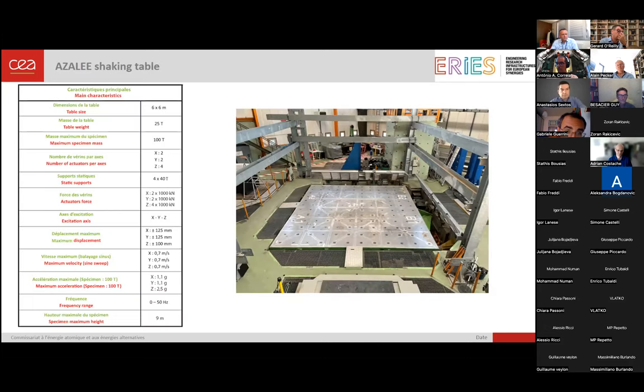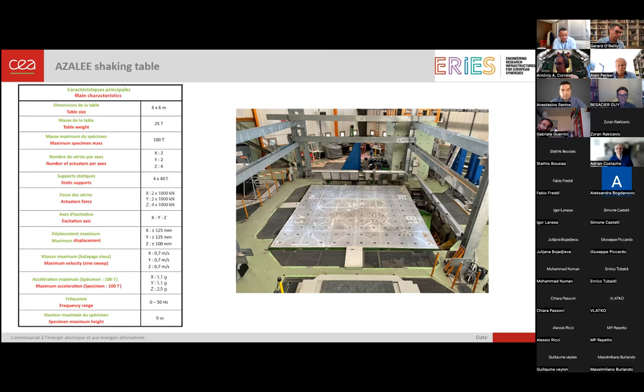So the main table of the lab, which will be used to perform the tests through the ERIES project, is the AZALEE shaking table. You have here a picture. For the main characteristics of this test device, the plate is 6 meter by 6 meter. The total payload of the table is 100 ton. This is a 6 degrees of freedom shaking table, so we can apply three-axial earthquakes. We have 8 actuators on the table, 2 for each horizontal axis and 4 for the vertical one.